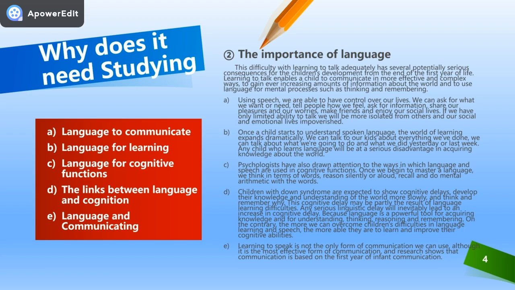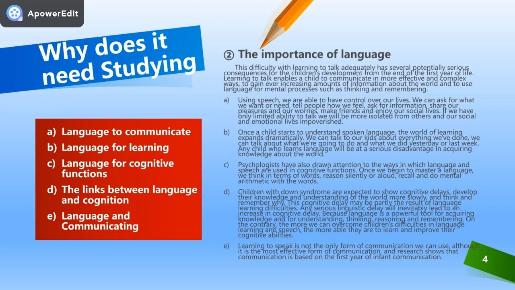Fourth, children with Down syndrome are expected to show cognitive delays, develop their knowledge and understanding of the world more slowly, and think and remember slowly. This cognitive delay may be partly the result of language learning difficulties. Any serious linguistic delay will inevitably lead to an increase in cognitive delay, because language is a powerful tool for acquiring knowledge and for understanding, thinking, reasoning, and remembering.